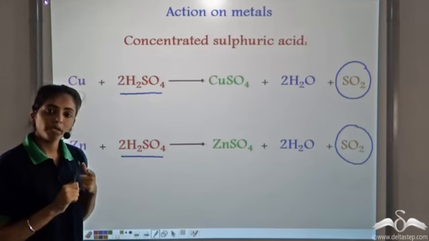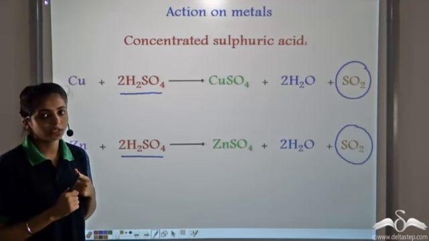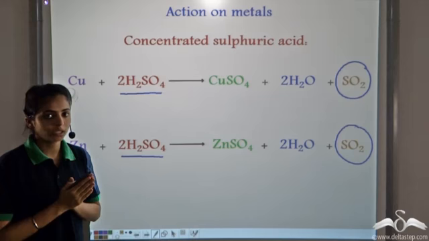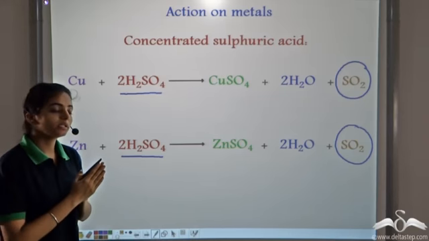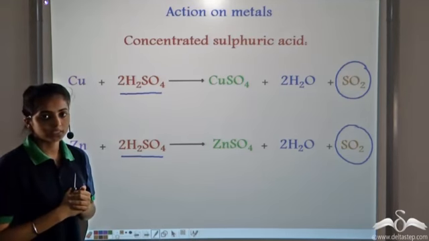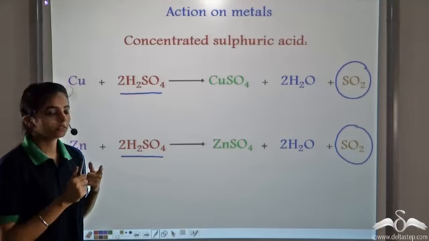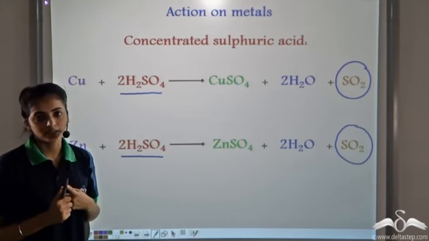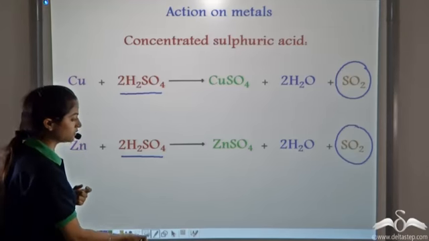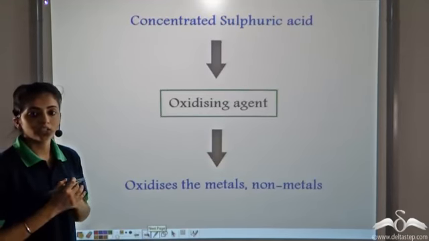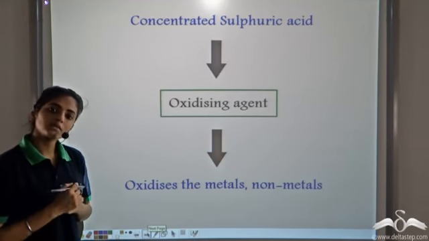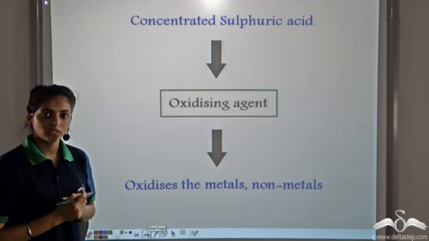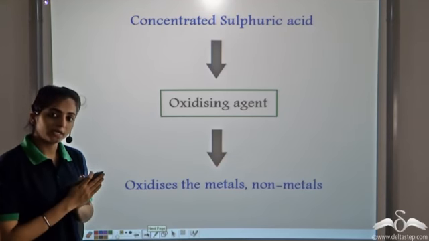So whenever metals react with dilute sulfuric acid, they displace hydrogen gas. But when metals react with concentrated sulfuric acid, they form the corresponding salts, water, and they release sulfur dioxide gas. So concentrated sulfuric acid acts as an oxidizing agent. It oxidizes the metals and non-metals. So we have seen the reaction on metals.